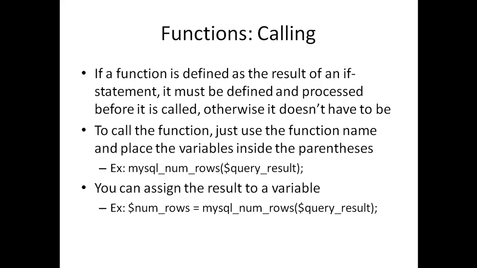To call the function, just use the function name and place the variables inside parentheses. So here's an example, calling the function mysql_num_rows, placing the variable $query_result inside of parentheses. You can assign the results to a variable. Here's an example: $num_rows equals mysql_num_rows($query_result). So you're taking the number of rows in that query result and storing it in the variable $num_rows.